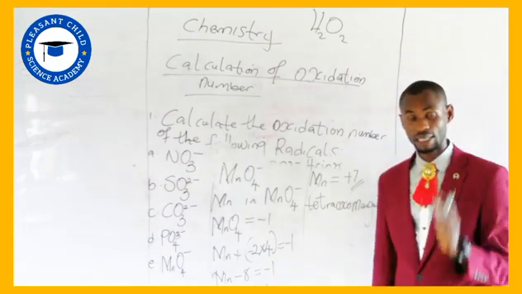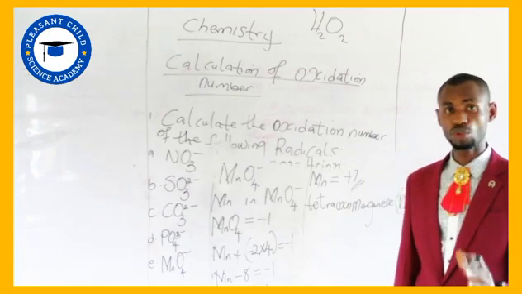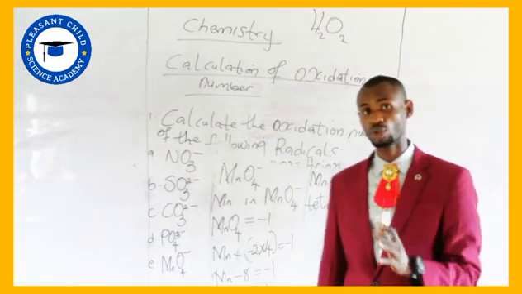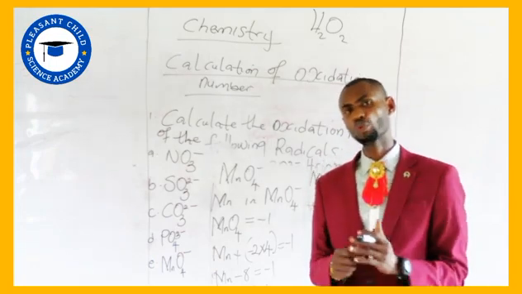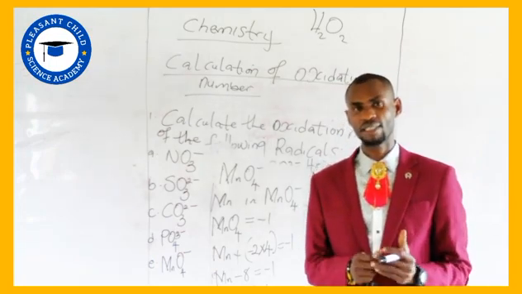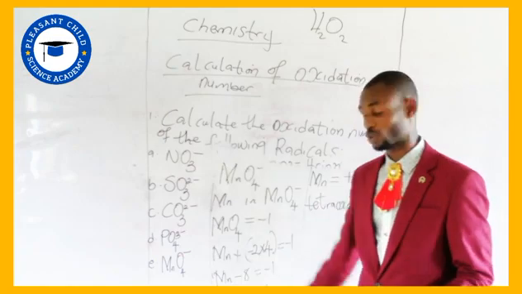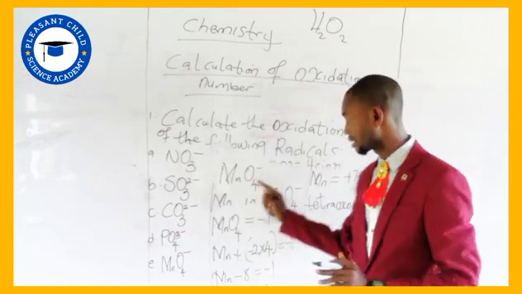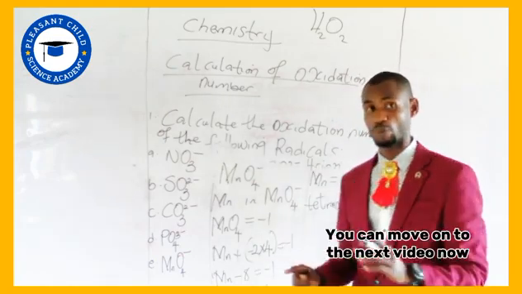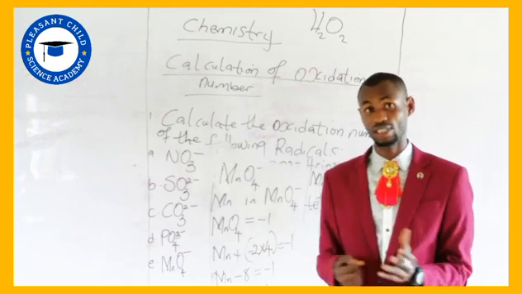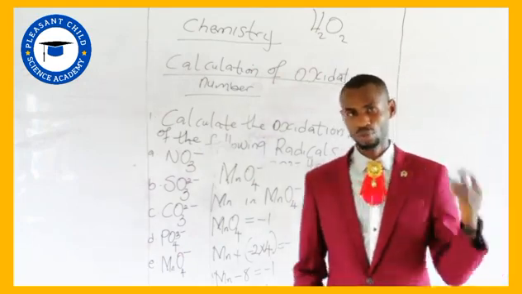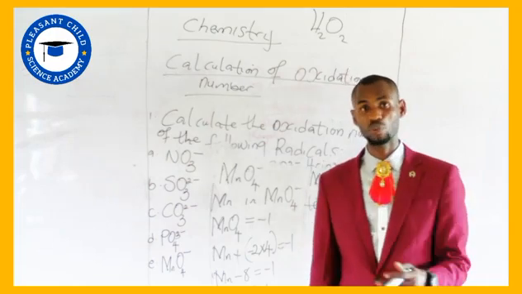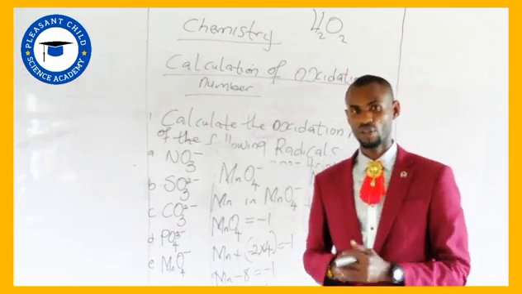So in the next class, we are going to consider the second method of calculating oxidation number, and in that class it will be a complete formula. Remember that all these ones are just radicals, but in the next class it's going to be a complete formula, and the method is also similar. So right now, move on to the next class to see another way of calculating oxidation number.